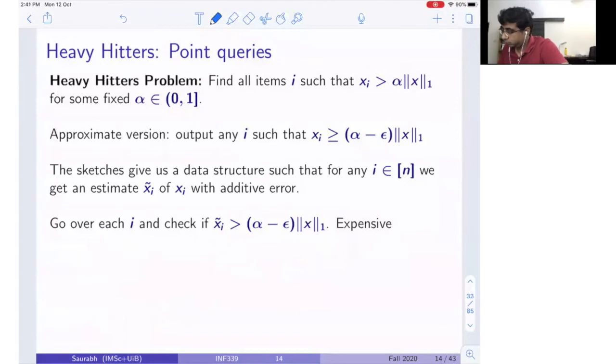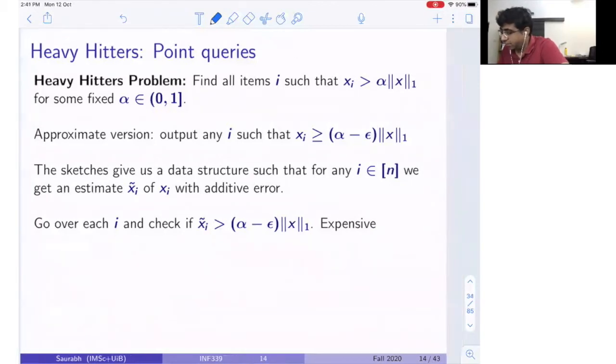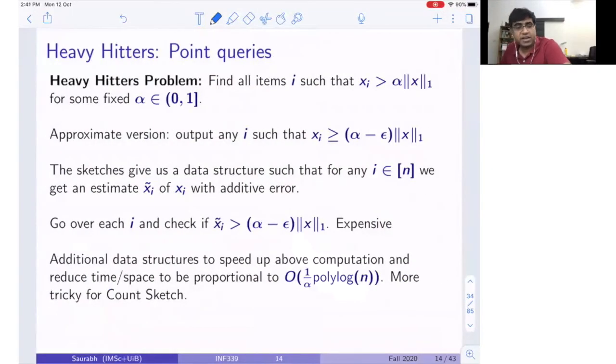So as I told, this is very expensive. We need an additional data structure to speed up our computation and reduce the time to proportional to 1 over alpha polylog n. It's more tricky for count sketch, so I will not do that. So what do you think we could do?